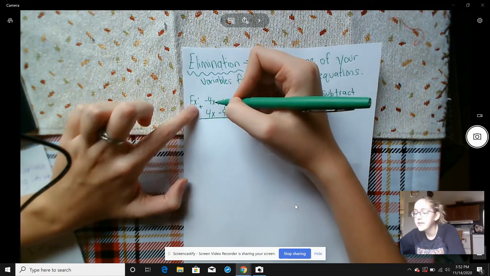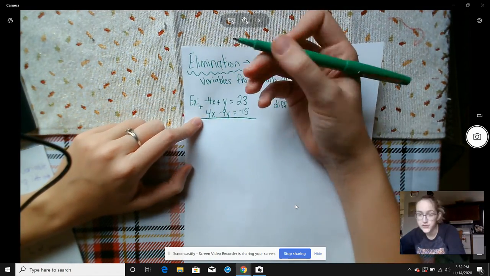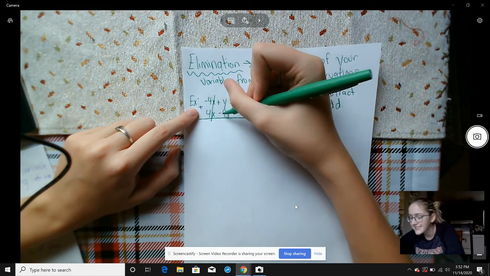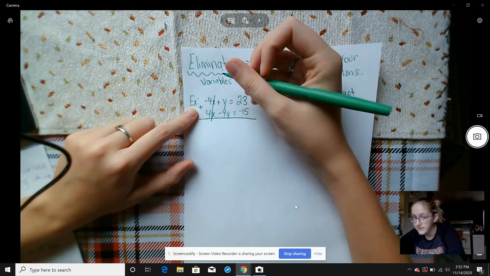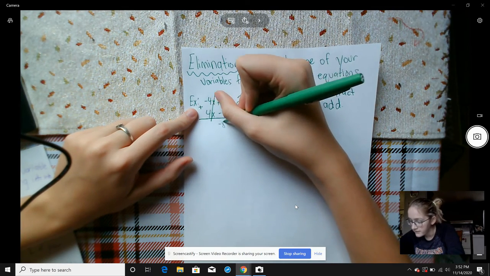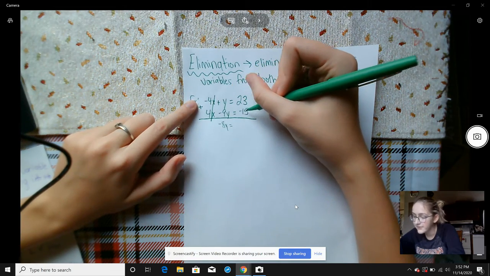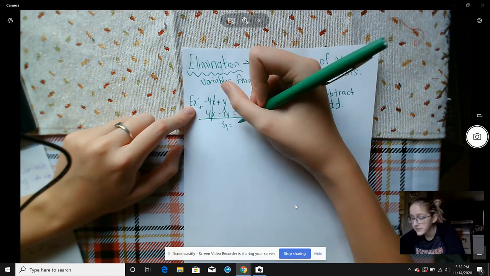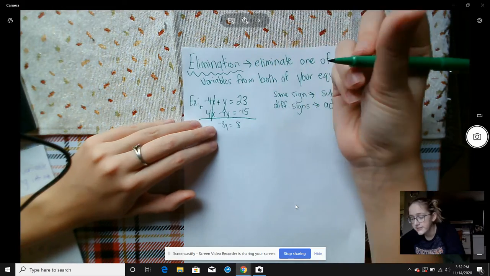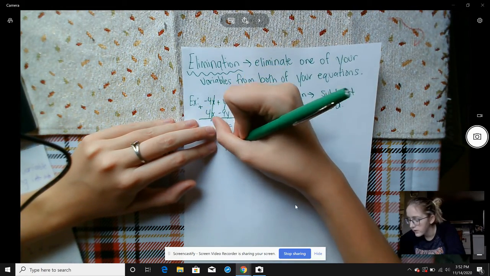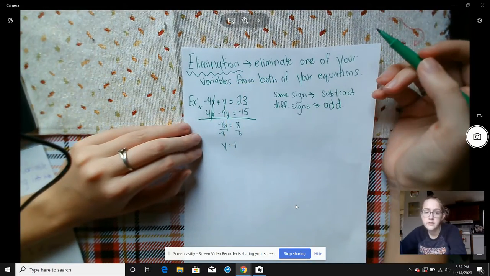So negative 4x plus 4x, that's going to give me no x's. I have to do 1y plus negative 9y. That's going to give me negative 8y. 23 plus negative 15, that is going to give me 8. So I have to get y by itself, so I'm going to divide by that negative 8. And then y is going to equal negative 1.